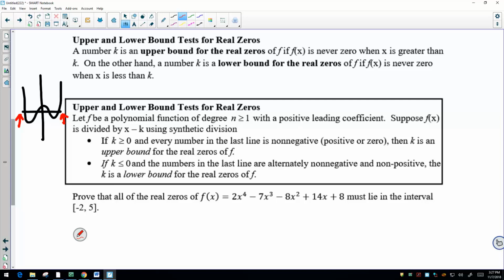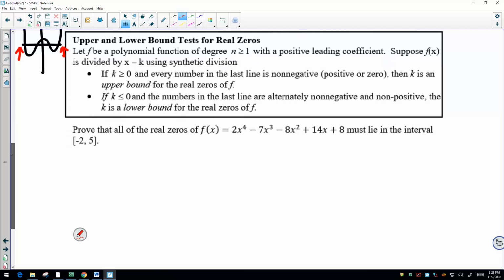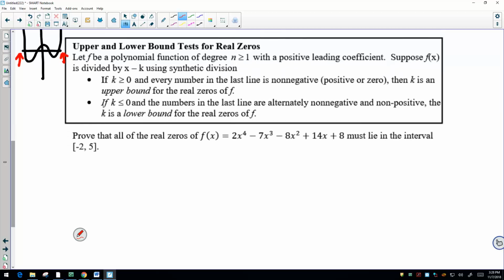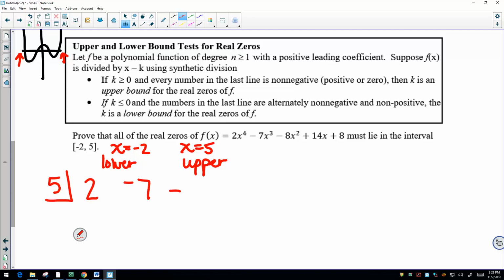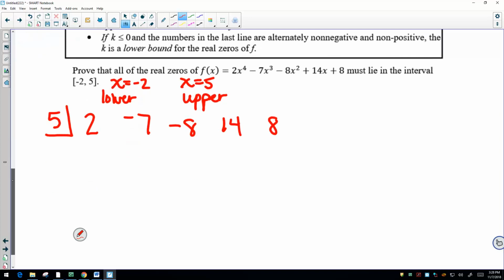So in order to do this, we're going to do a little synthetic division. It says we're going to prove all of the real zeros must lie in the interval between -2 and 5. So that means between x equaling -2 and x equaling 5, meaning -2 would be a lower bound and 5 would be our upper bound. So let's start with 5 first. We're going to do synthetic division on our function. We're going to copy down all of our coefficients, and take a look at the results.